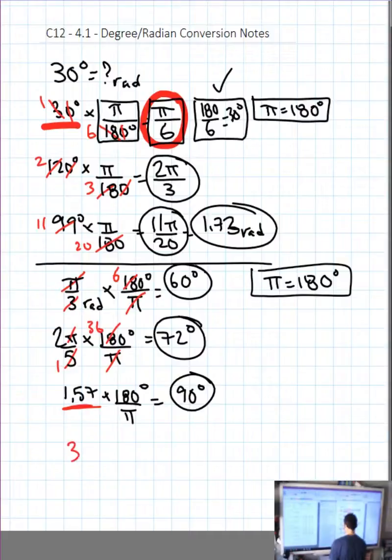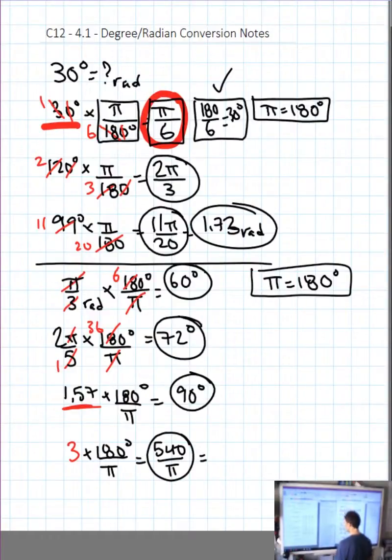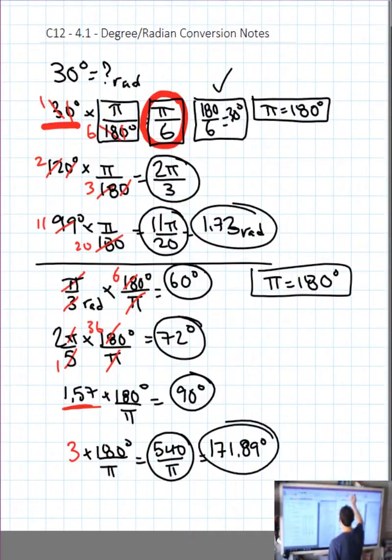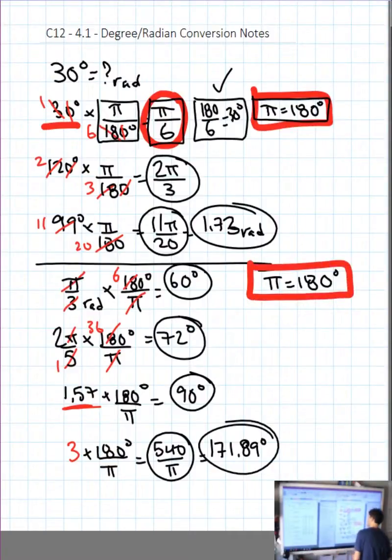Again, a nice regular number like 3. Multiply that by 180 divided by pi, and get either 540 over pi, a valid answer, or its decimal, 171.89 degrees. So remember, going back and forth between radians and degrees, multiplying by the conversion factor, pi equals 180. If we have degrees on the top, we need degrees on the bottom to cancel. If we want to convert from radians to degrees, we have to go in the opposite direction.